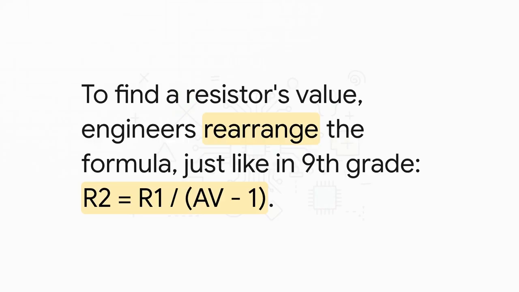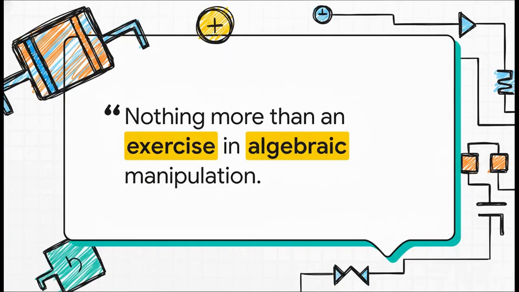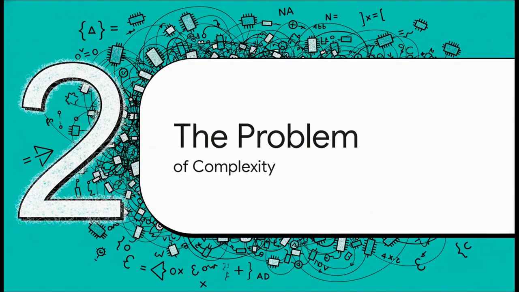They shuffle the formula around, plug in the numbers they know, and boom, they've just designed a critical piece of their circuit. And this is really the key. For these basic building blocks of all electronics, the math really is, as this engineering worksheet says, nothing more than an exercise in algebraic manipulation. It's refreshingly simple. But what happens when you don't just have one of these circuits, but thousands of them, all linked together? And this is where our story takes a sharp turn.